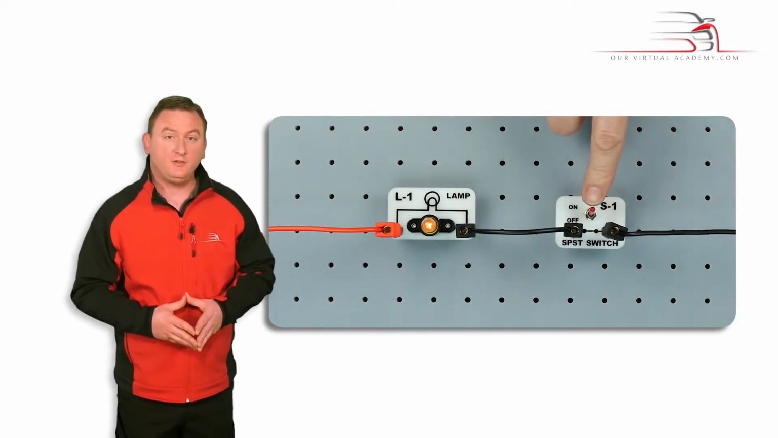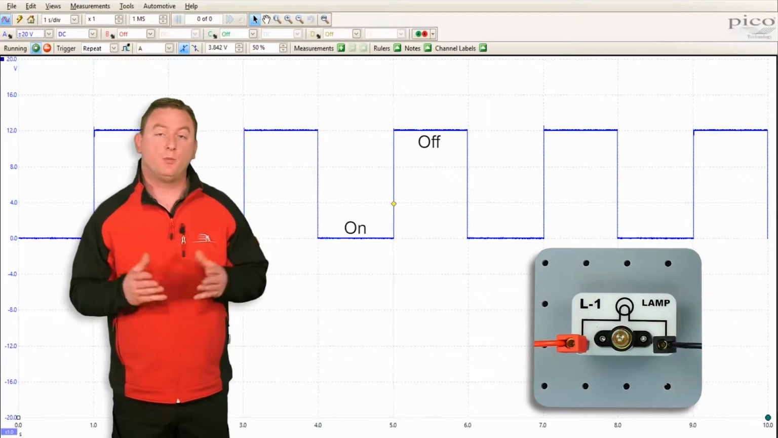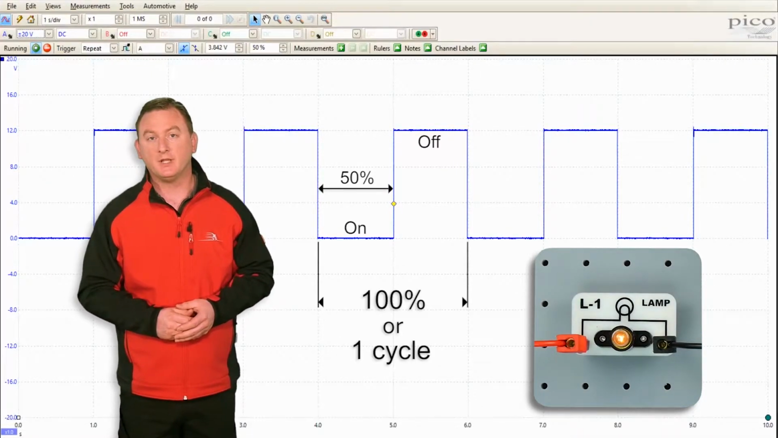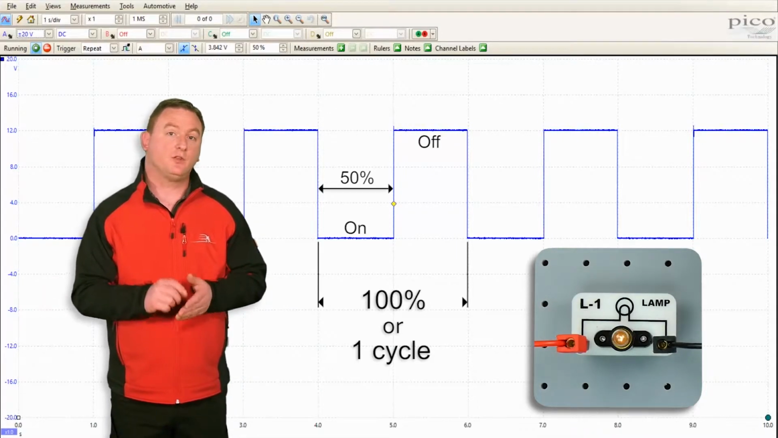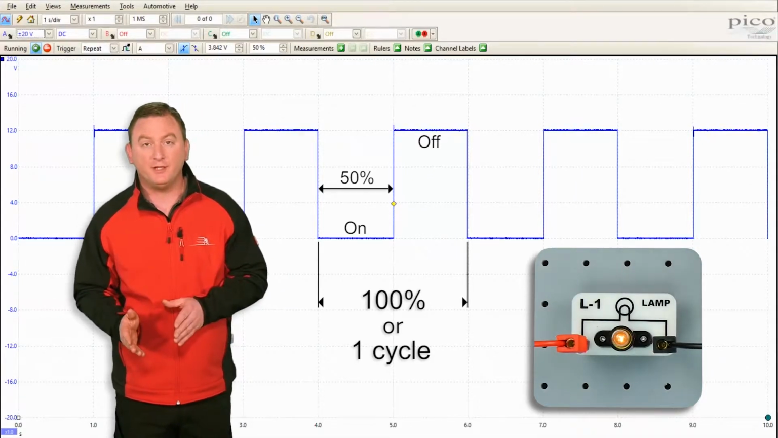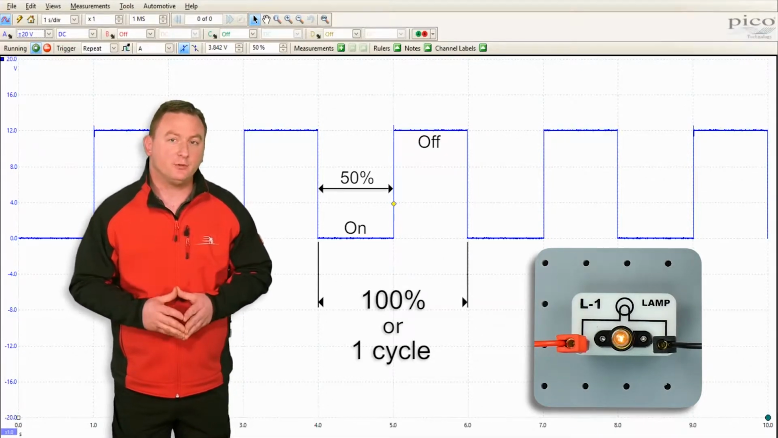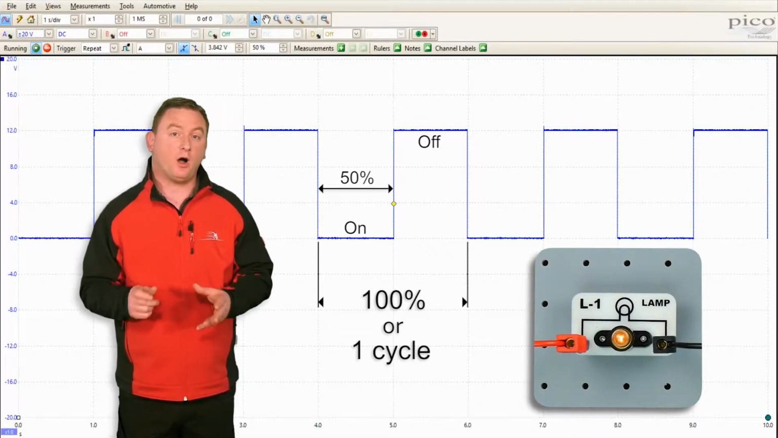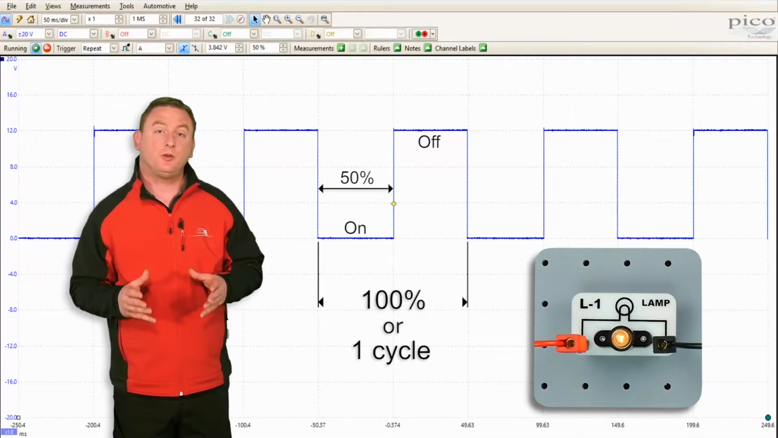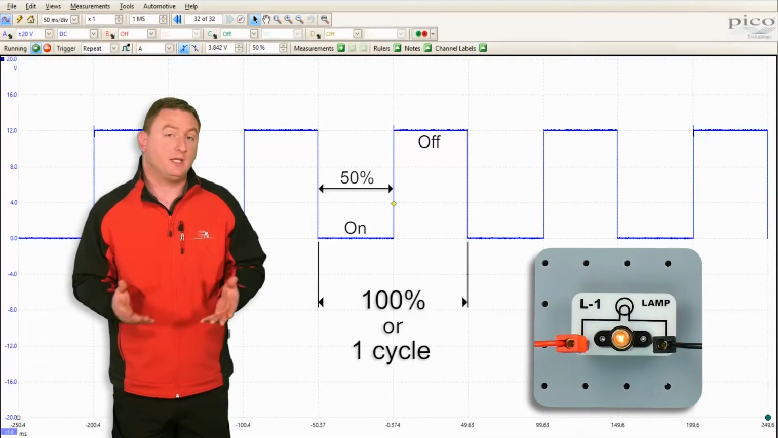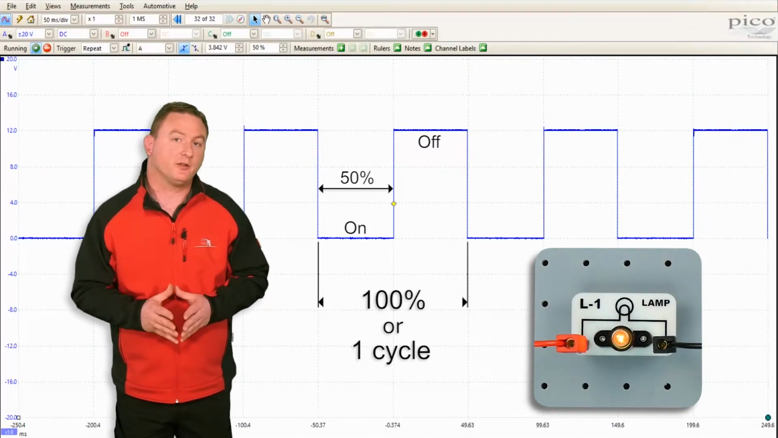In terms of a percentage, if we are off for the same amount of time as we're on, then we would be at 50% PWM, i.e. the bulb is being switched on for 50% of the total cycle of one off period and one complete on period. If we increase the frequency, i.e. if we switch the bulb on faster, let's say 10 times a second, the PWM duration would still be the same, i.e. 50% on and 50% off. It's just that we're doing it faster.